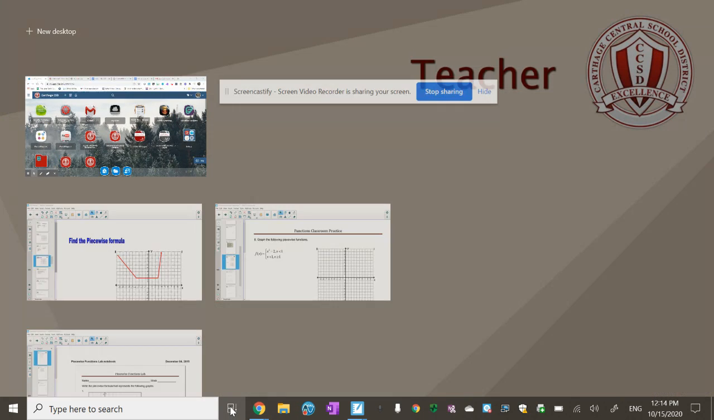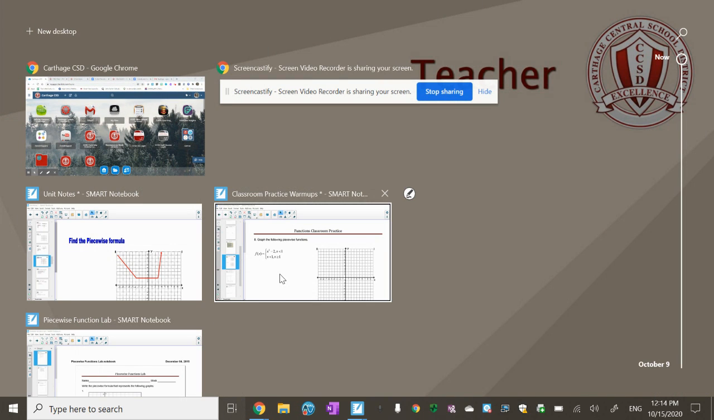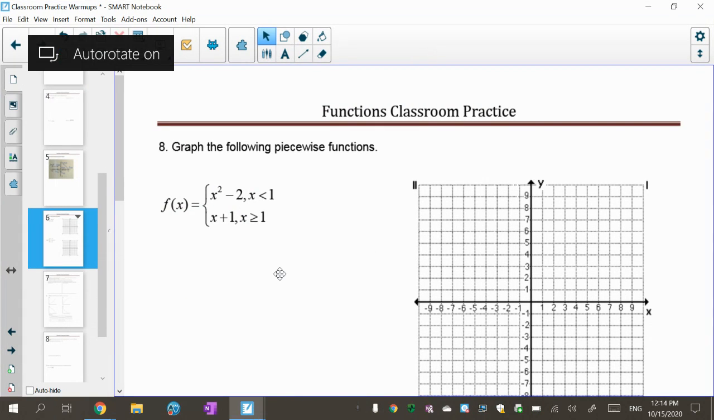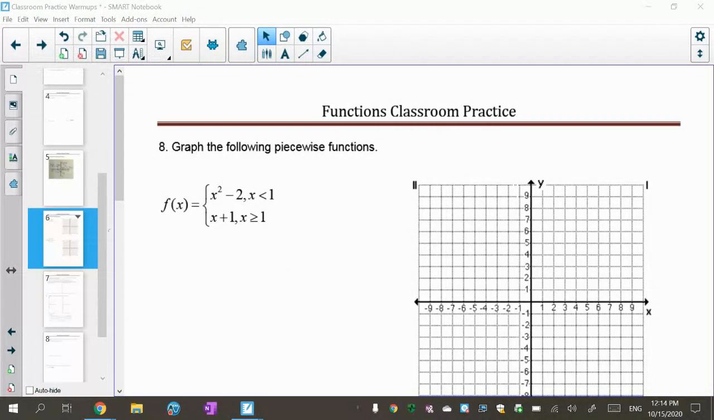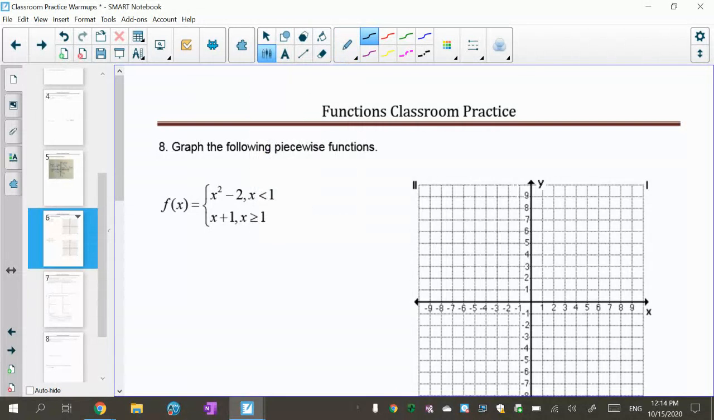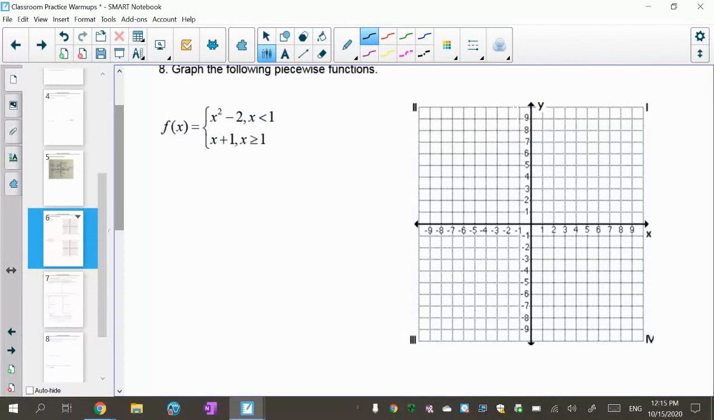Okay, so we're going to be working on piecewise functions. So the first thing I want to do is go to the classroom functions practice where we are actually graphing a piecewise function. Let me pick a good color here so we can see what we're doing. I think I'll do black for now. Okay, so the first thing we're going to do is figure out what to graph.